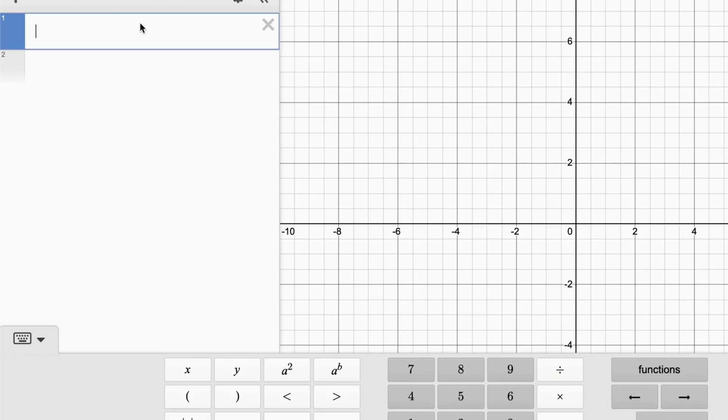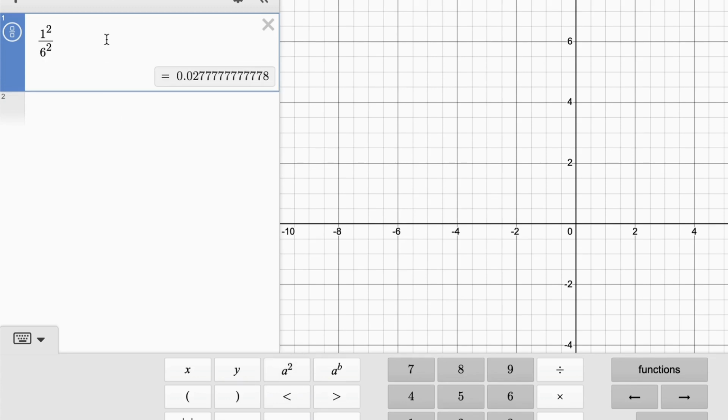Okay, so let's check this on a calculator too. Here I'm using a website called Desmos. It's a graphing calculator, so let's use that. 1 squared divided by 6 squared plus 2 squared divided by 3 squared, which is not equal to 1. Yep, 0.47 is not equal to 1.